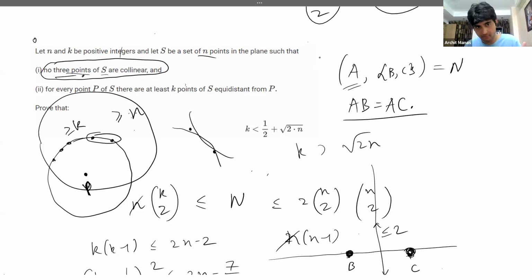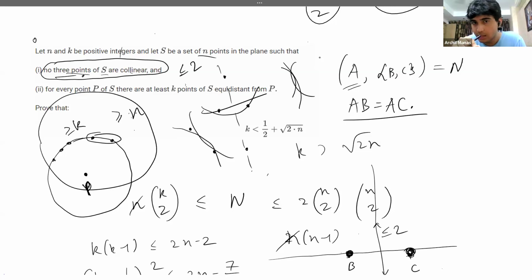And that's too many pairs, because any given pair of points can have at most 2 circles it's a part of. Because if it's a part of 3 circles, then those 3 circles are of course coaxial, and so their centers will be collinear. But that can't happen because no 3 points of S are collinear.